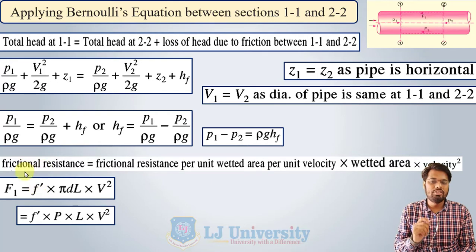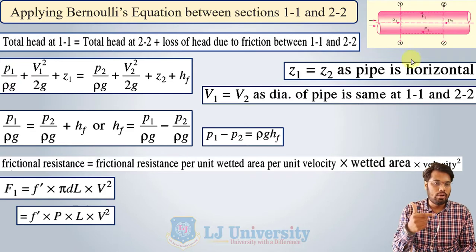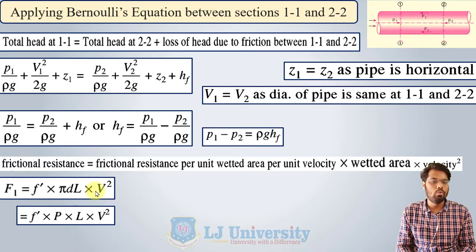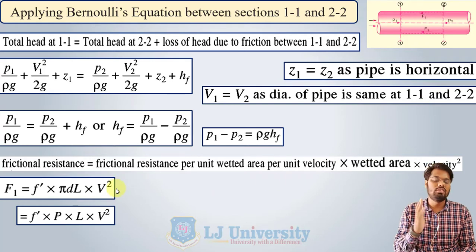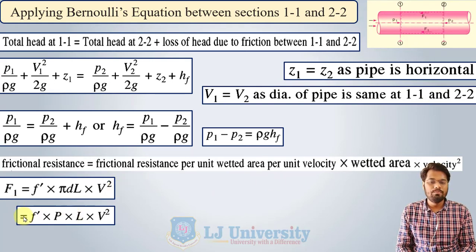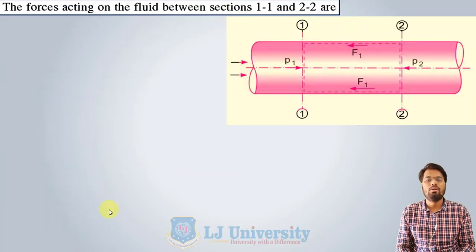So, we can write frictional resistance F1 is equal to F dash, which is the frictional resistance per unit wetted area per unit velocity, times the wetted area, which means pi d into L, the circumference pi d into length L, times velocity square, V square. So, F1, the frictional resistance, is equal to F dash, pi d, it is the perimeter, so capital P, times L, the length, times V square.